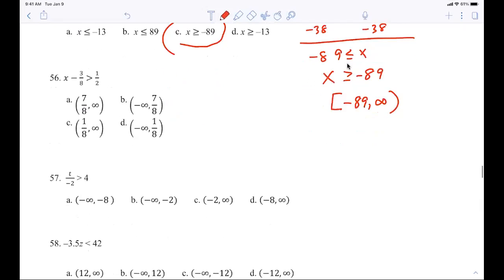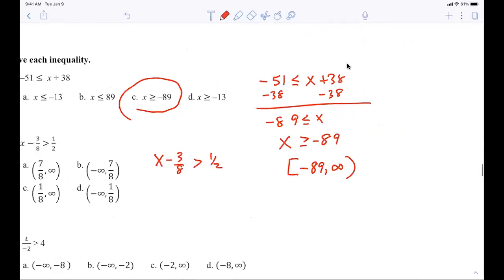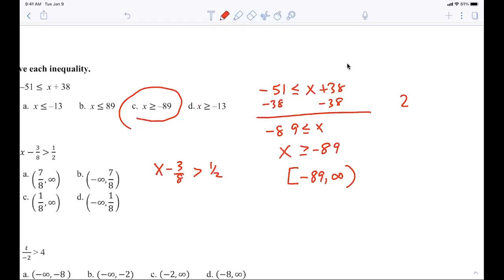All right, now number 56. Go. Switch the... Right, remember what I told you. If you ever have trouble, if I say 2 is greater than 1, if you rewrite it, you would say 1 is less than 2. Right? If you don't switch it. Yes. You with me on this?